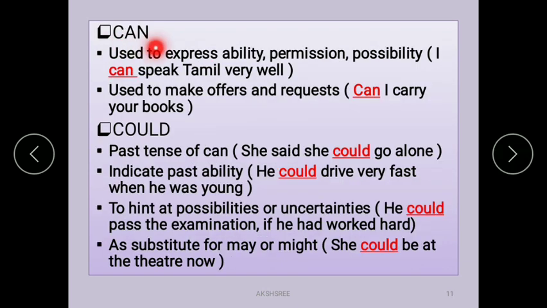Next one is can. Can is used to express our ability, permission, possibility, etc. That is, I can speak Tamil very well. That is my ability. I am able to speak Tamil very well. Here it indicates the ability of the speaker. So, can is used.